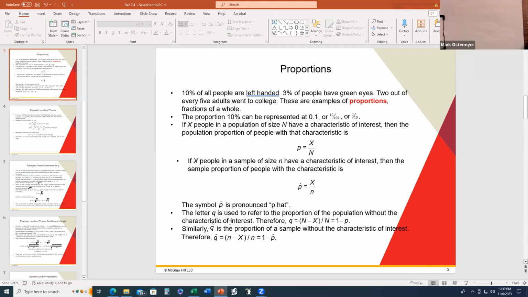The letter Q is used to refer to what is called the complementary proportion. Q, ladies and gentlemen, is always going to be equal to 1 minus P. It basically consists of all the items in a population, n minus X, that do not share a characteristic of interest divided by the population size. Likewise, Q hat is going to be always equal to 1 minus P hat. And that would represent all items within a sample that do not have a trait or characteristic of interest divided by the sample size.